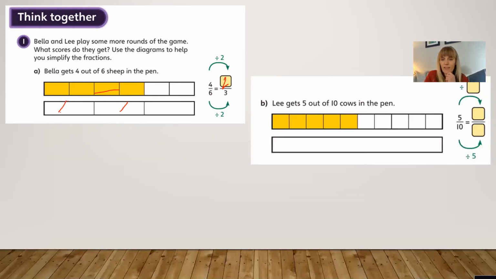Lee gets 5 out of 10 cows in the pen. Pause the video and see if you can work this out. So 5/10. They're both in the 5 times table. So divide them both by 5. Pause the video. Okay, what did you get?